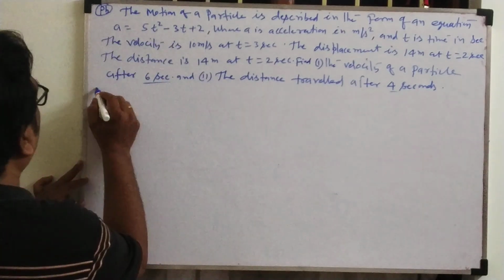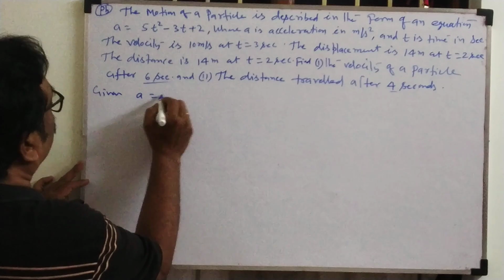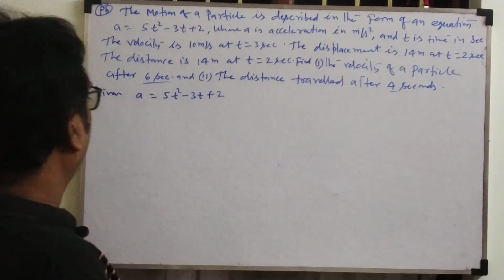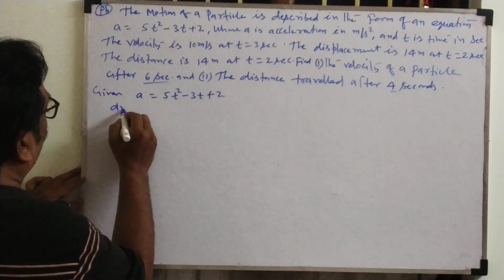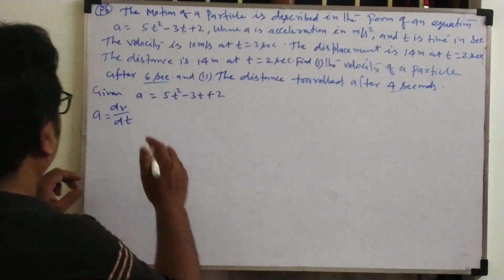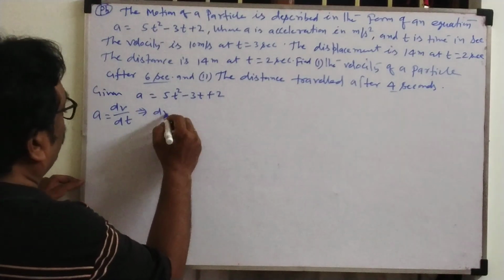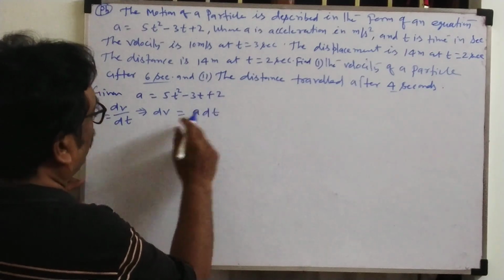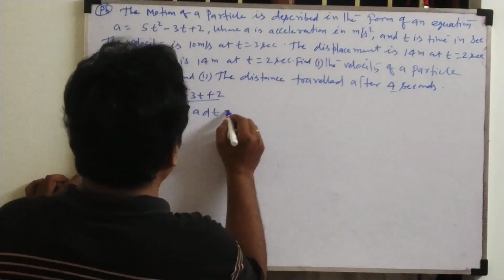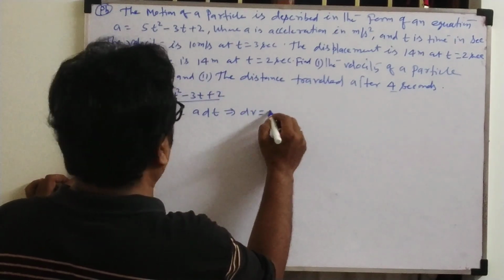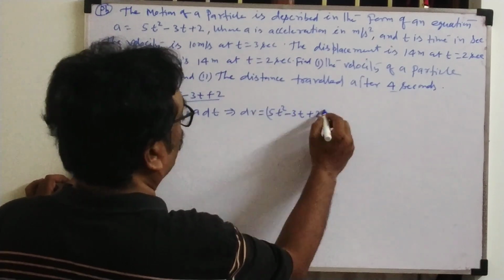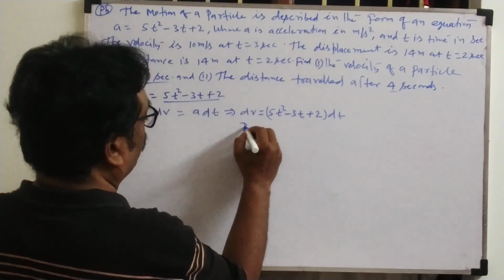What is given? Given acceleration is equal to 5t square minus 3t plus 2. We know acceleration is dv by dt, nothing but a. That implies dv equal to a dt. What is a? This term. So we write dv is equal to 5t square minus 3t plus 2 dt. Now integrating both sides.